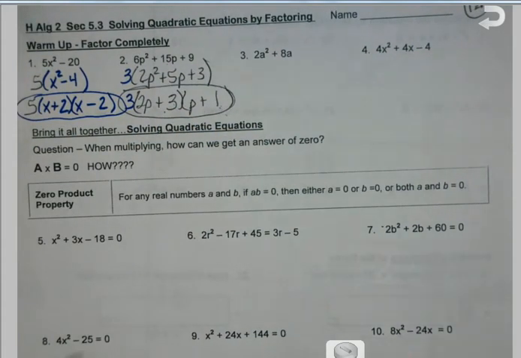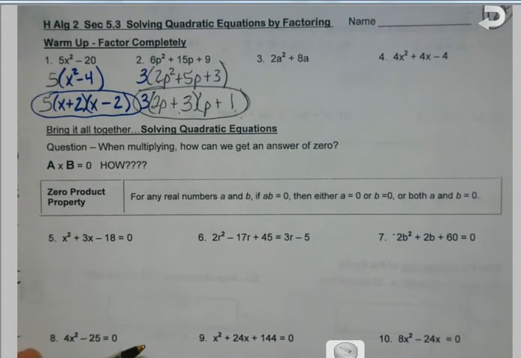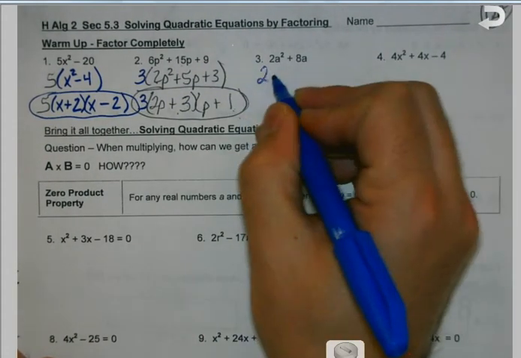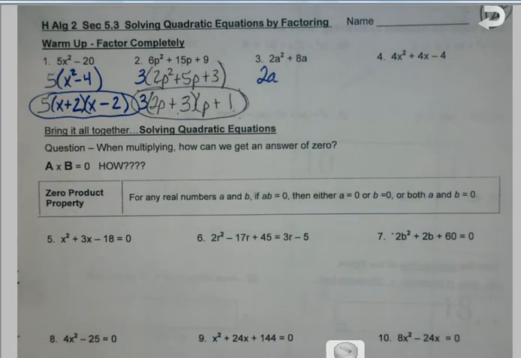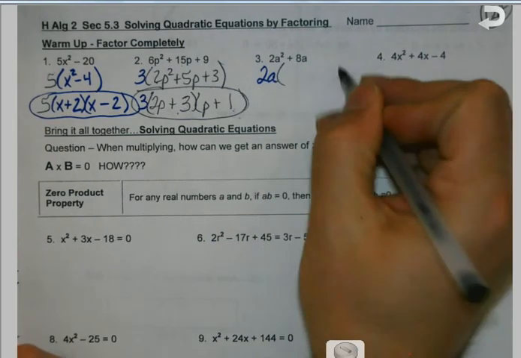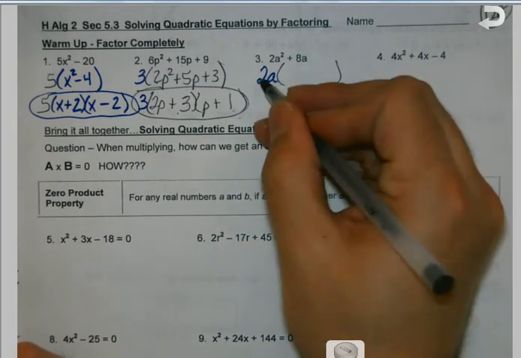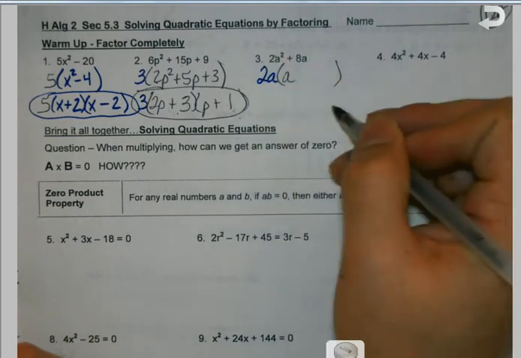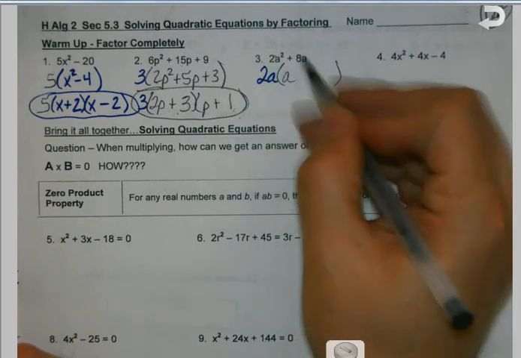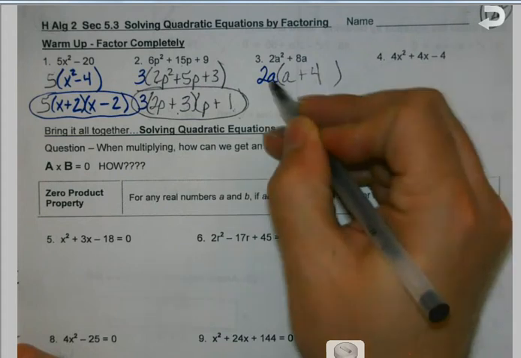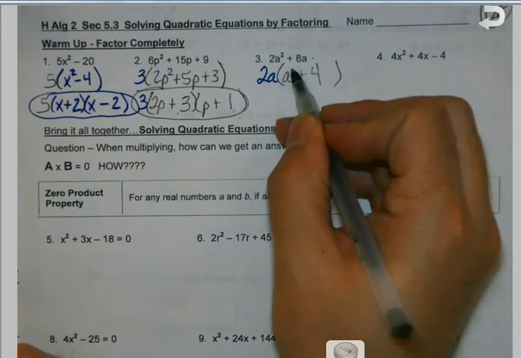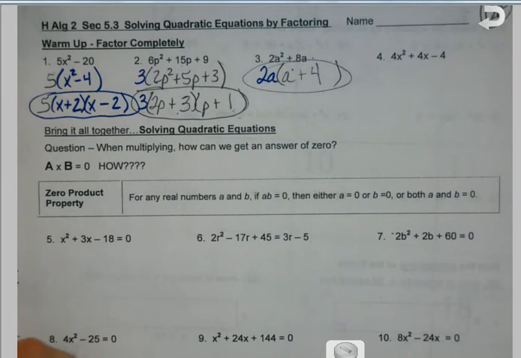What do we have in common on number 3? 2a. Because they both have a variable term. So this time I just go, oh, okay. I already got the 2. Got 1a, I want to get a squared, so a. 2 times 4 is 8, and I already have the a. I don't have a quadratic anymore. I don't have a squared term. So all I can do that time is take out the common factor. So that's an option.